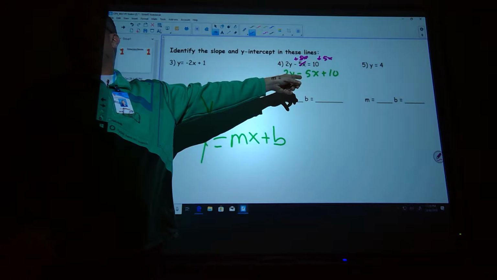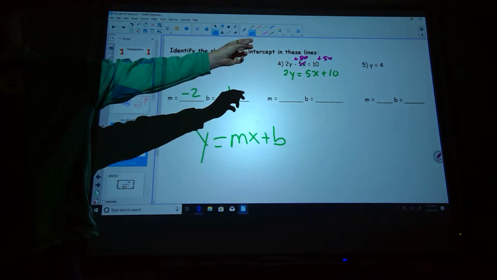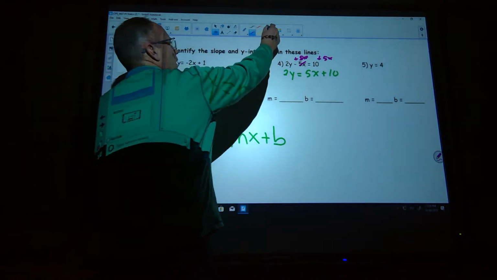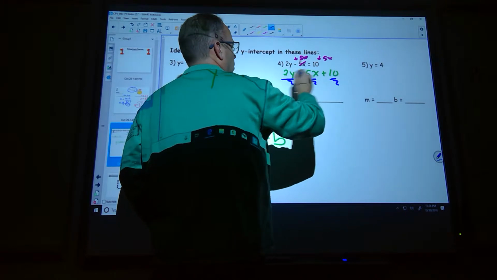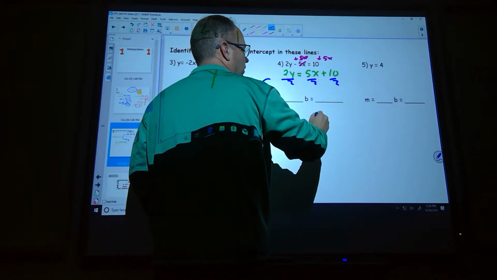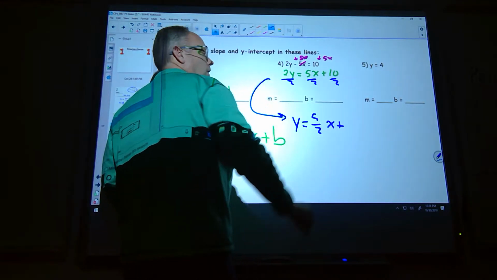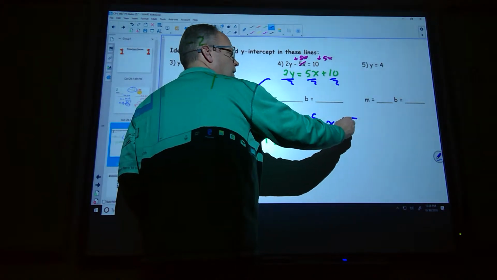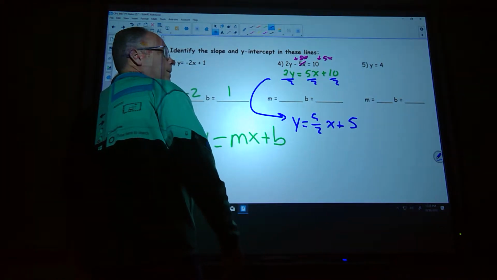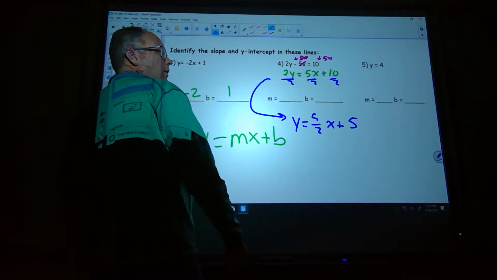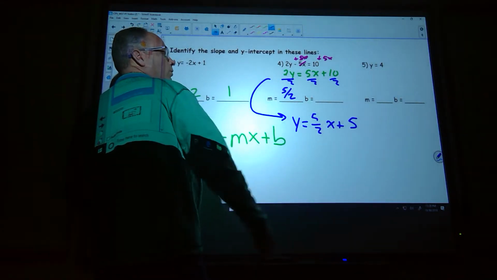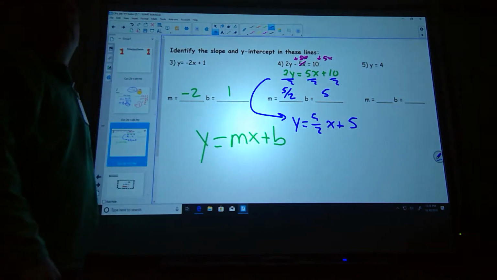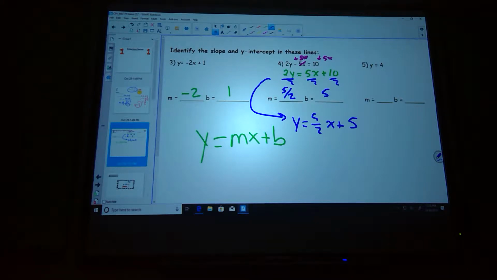So does this say y equals yet? No. How are 2 and y being held together? Multiplication. What does multiplication? Division. Good. So divide by 2, divide by 2, divide by 2. I'll just bring this down here. So I get y equals 5 over 2x. 10 over 2 is? 5. So what's my slope of this equation? 5 over 2. Just 5 over 2, right? Where's my y-intercept? 5. Hey, if that was a negative 5, would the y-intercept be negative 5? Yes. Definitely.